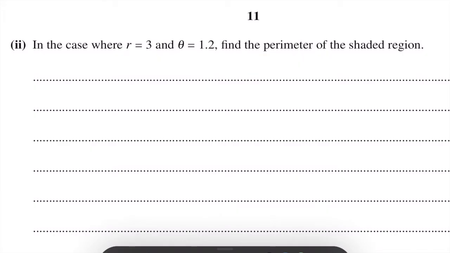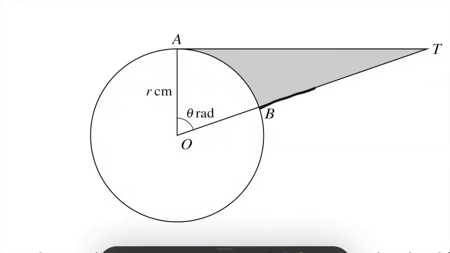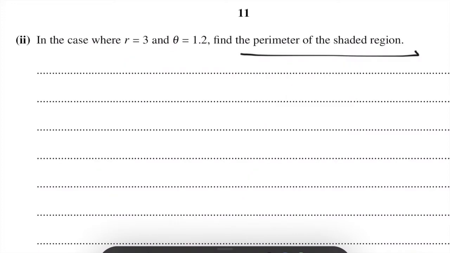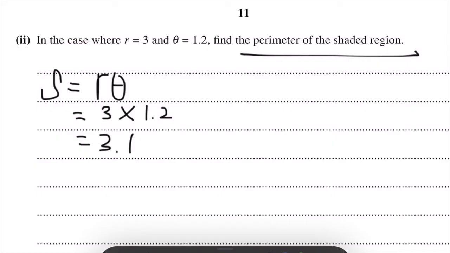To find the perimeter of the shaded region, we will need BT, AT, and AB. First, we'll find the circumference of the sector using the formula S is equal to r theta. So we'll just compute what we see. 3 times 1.2 is equal to 3.6.